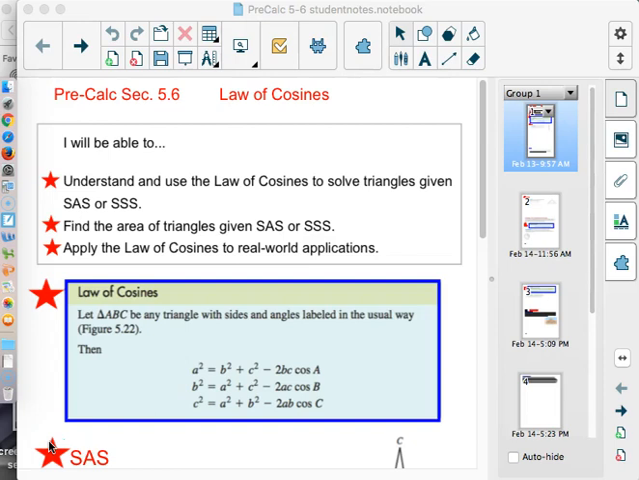Like it says, we'll be able to understand and use the law of cosines to solve triangles given either the side angle side or side side side situation. And then we'll find the area of triangles given side angle side or side side side, and we were introduced to a couple of really cool formulas to help us out with that. And today is apply the law of cosines to real world applications. So that's really our objective here.